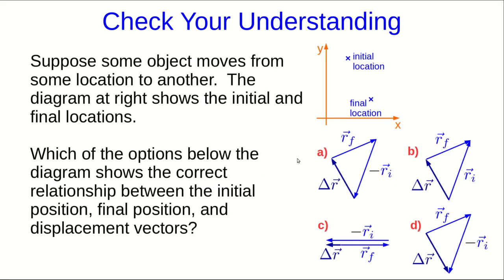Let's check your understanding. Some object starts at this x and moves to this x. I want you to choose which of these shows the correct relationship between the displacement vector and initial and final position vectors for this object.